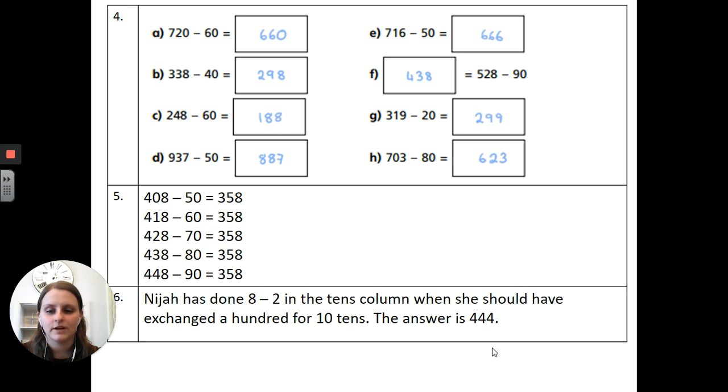So for question 6, Naya should have done 2 take away 8. So she should have done an exchange from the 100 to the tens. So she could have done it. But instead she didn't. She just did 8 take away 2. So she reversed those numbers around, which we know we can't do. We have to do an exchange. We can't just swap the numbers around to make it easier.